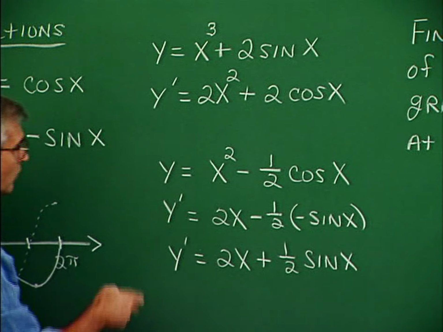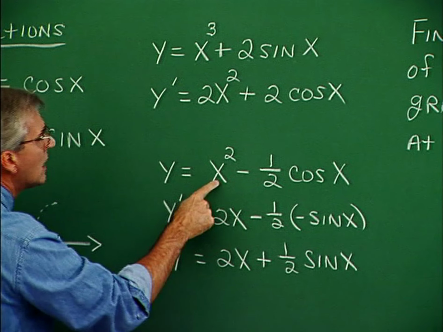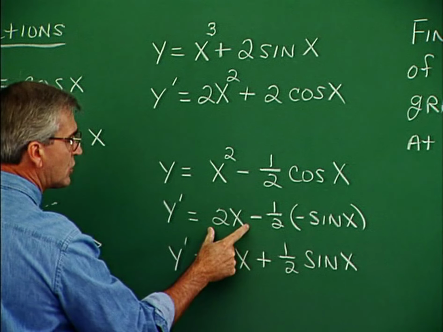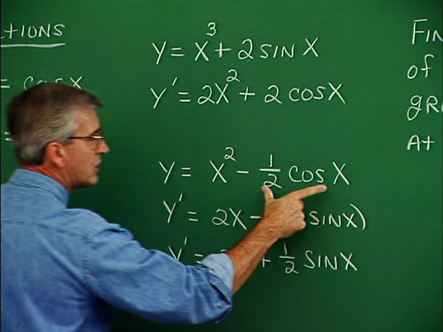And here's another one. Here's another y. So the derivative of this means the derivative of this term, which is 2x, times the derivative of this term. That's -1/2 times the derivative of cosine, which is negative sine. So this becomes plus 1/2 sine for this part of the problem.